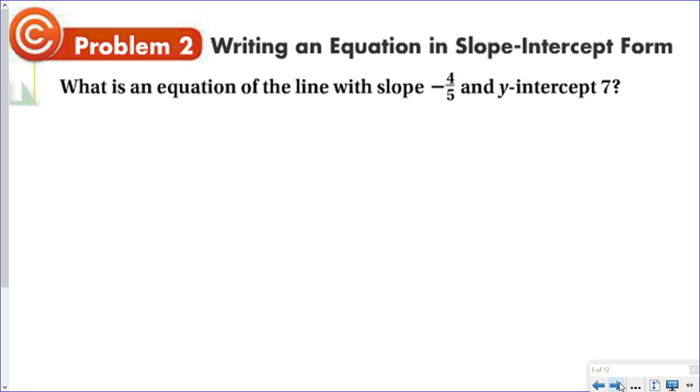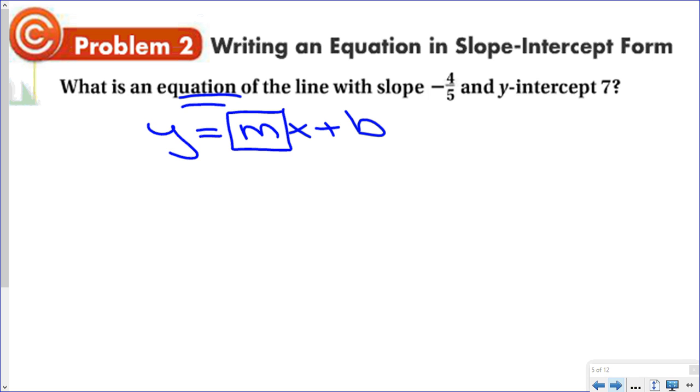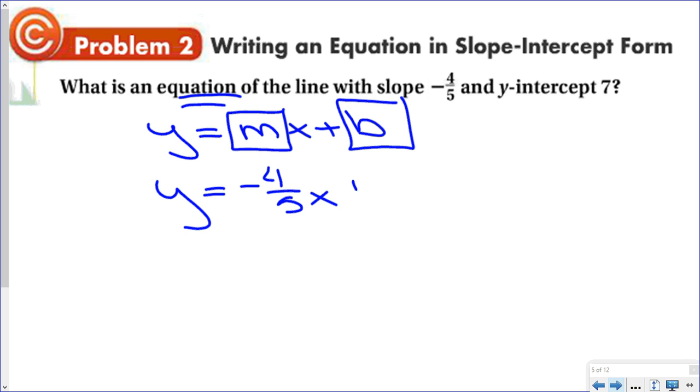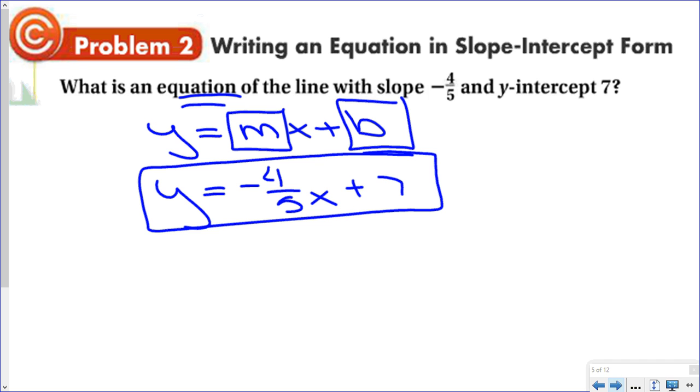What is the equation of the line? Now equation, you only have one equation, and that's y equals mx plus b, with the slope of -4/5. Well, m represents your slope, and your y-intercept is your b. So those are the two things we're looking for. Y equals -4/5 x plus 7. And that's it. That is the equation of the line. Find your m, find your b. Now this one went fast.